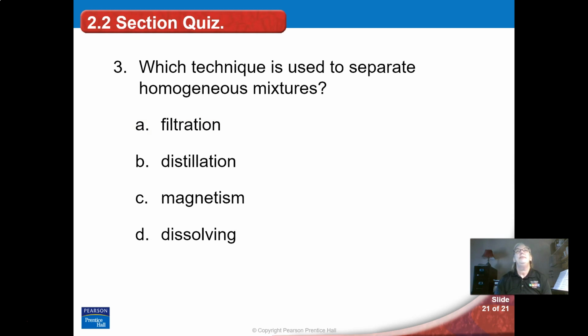Okay, last question. How are we going to separate homogeneous mixtures? Things that look the same, top to bottom, side to side. That's one of the things we talked about. Let's see what you remember. So it's distillation. That's how we can get two liquids to separate from each other.